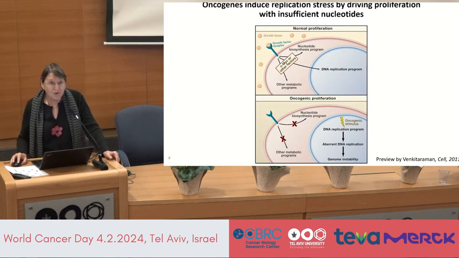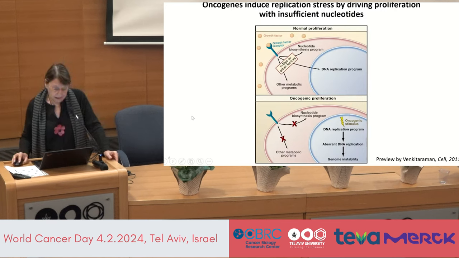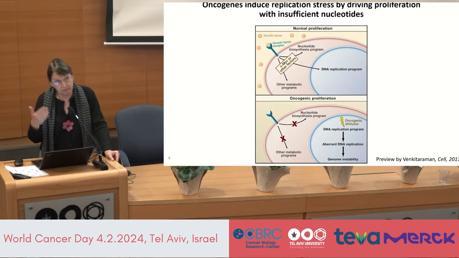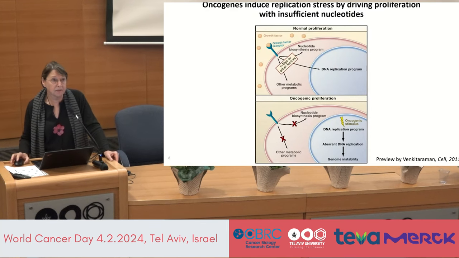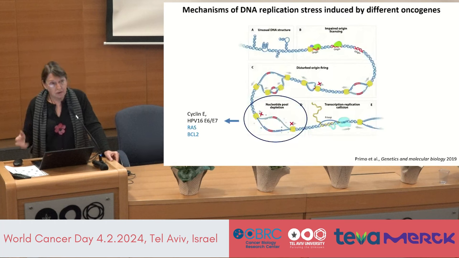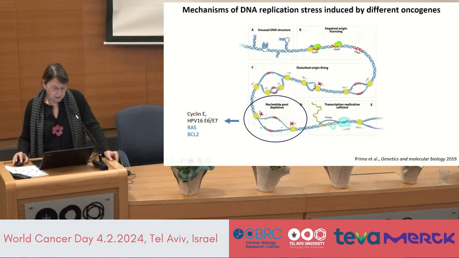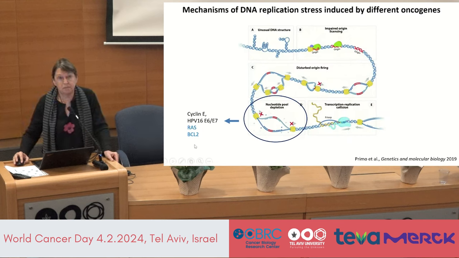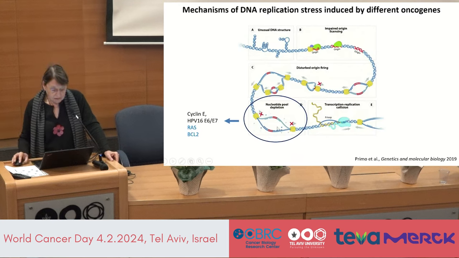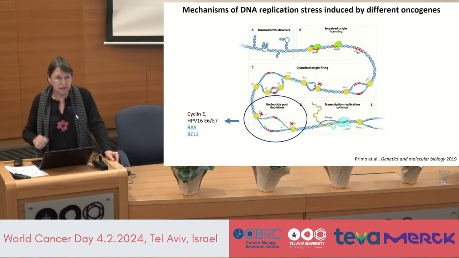However, when an oncogene signal is leading to proliferation, then cells are enforced to proliferate and to replicate their DNA, but there is no regulation of other pathways. So there is not enough nucleotide biosynthesis. The program is not upregulated, as well as many other pathways. And following our work, several other studies showed with other oncogenes, RAS and BCL2, and now with others, that indeed nucleotide pool depletion is an underlying mechanism for genomic instability in early stages of cancer development.